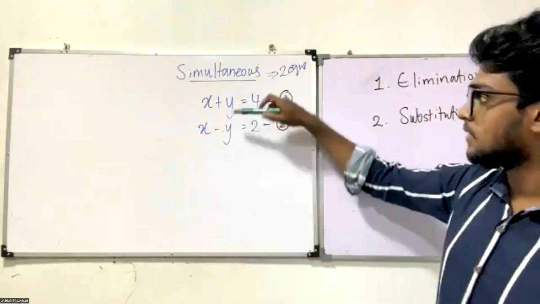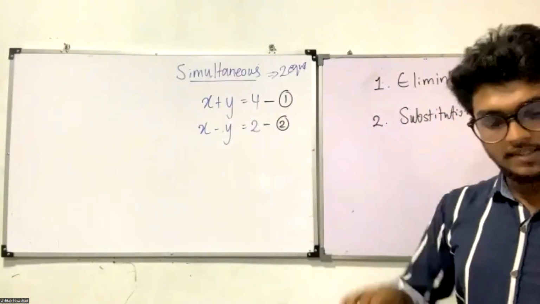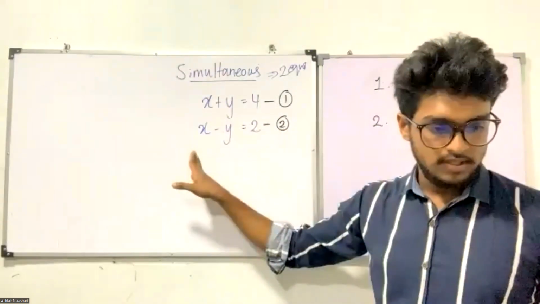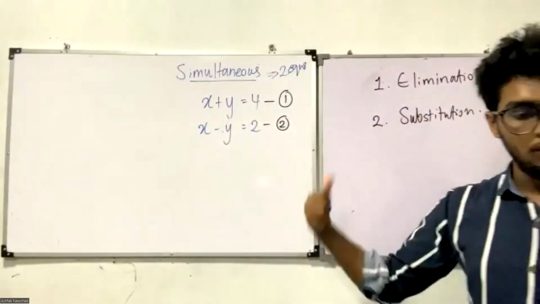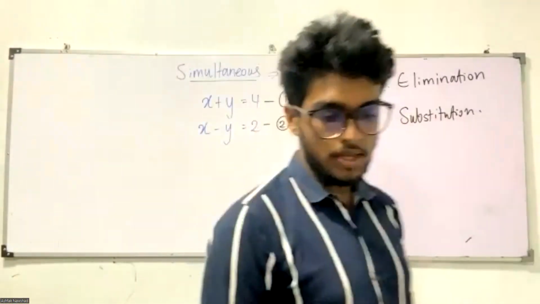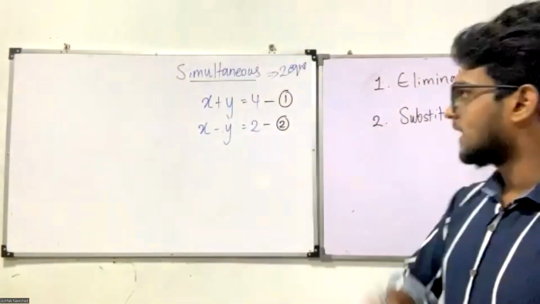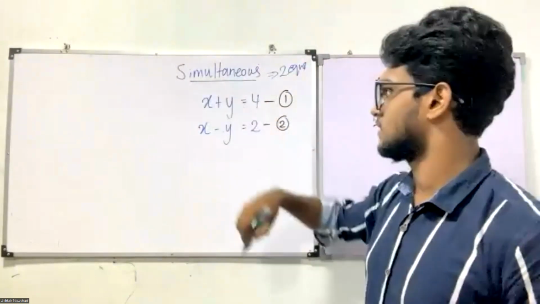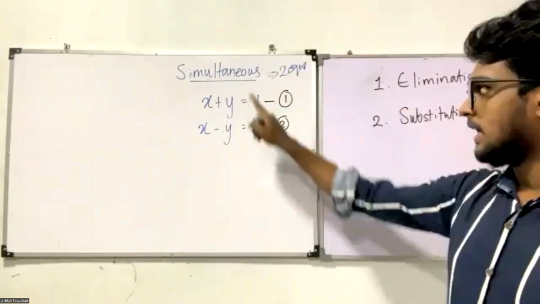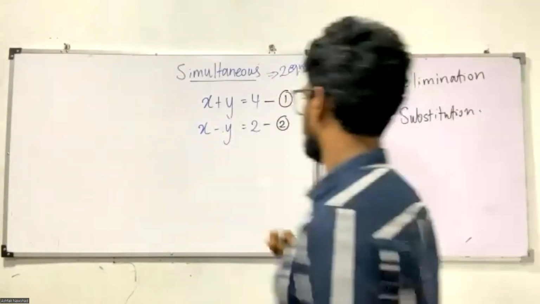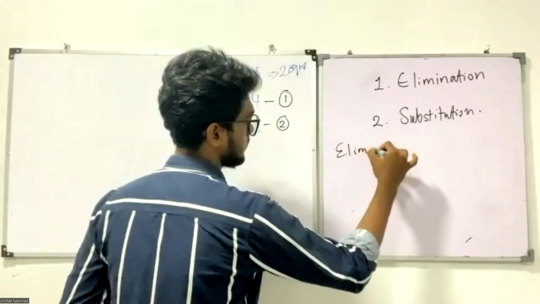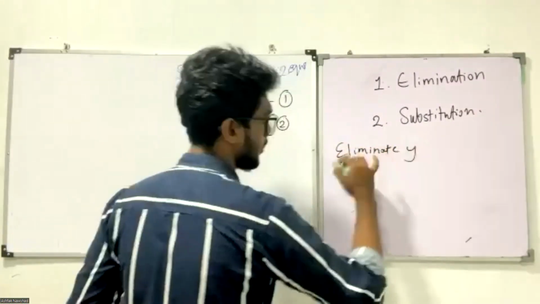One person is asking, should y be eliminated? That's up to you. You can eliminate y or you can eliminate x. You must decide. The first step is to choose which unknown to eliminate. Somebody can say, I want to eliminate x. Someone can say, I want to eliminate y. No matter, you must choose. In this case, I'll choose y. I'm going to eliminate y.